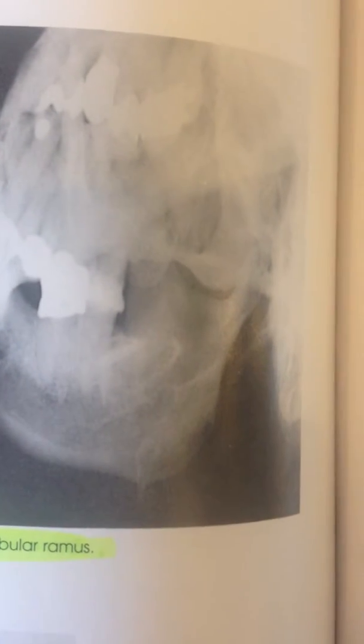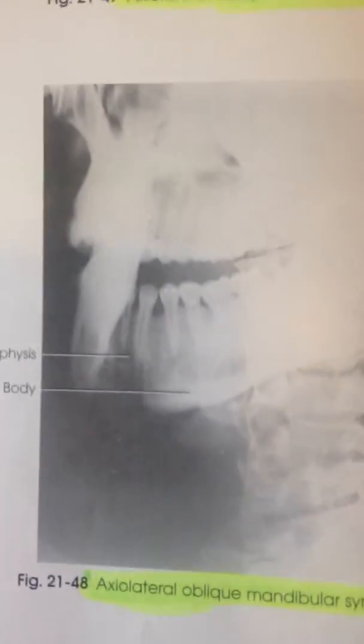And this one is for the ramus, and for those, there is no overlap of the ramus by the opposite side of the mandible, and no elongation or foreshortening of the ramus or body. Then for the symphysis, no overlap of the mentum region by the opposite side of the mandible, and no foreshortening of the mentum region.